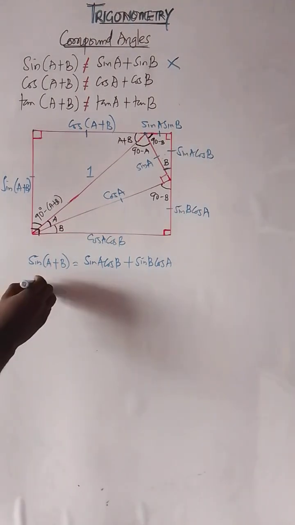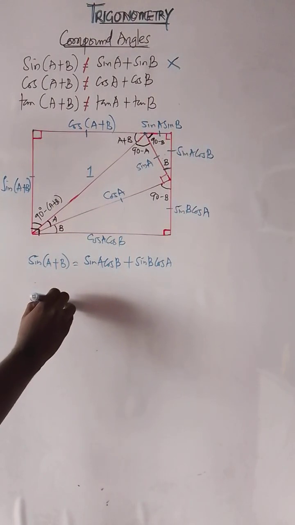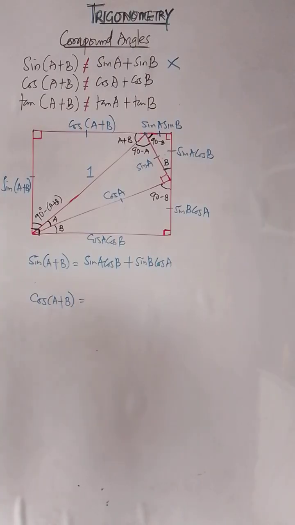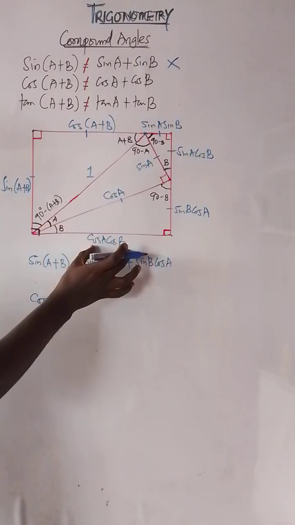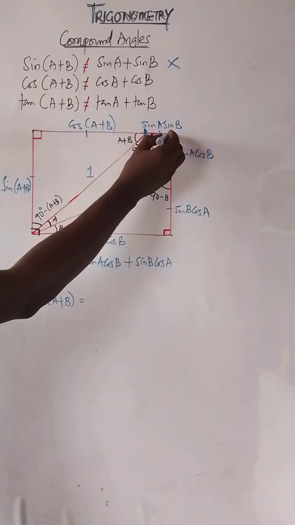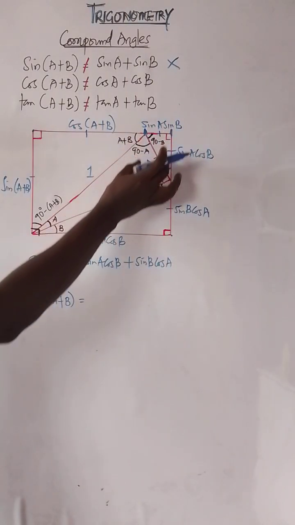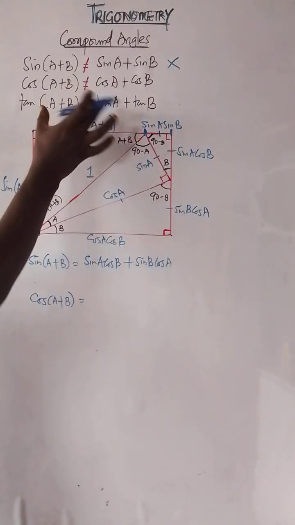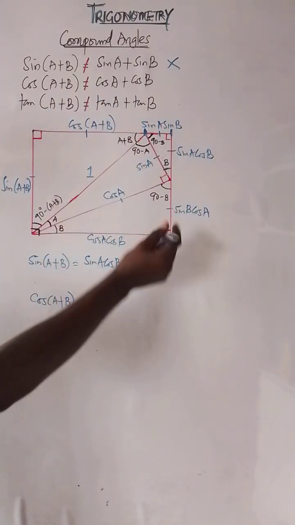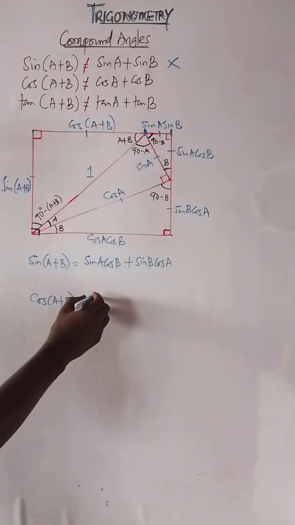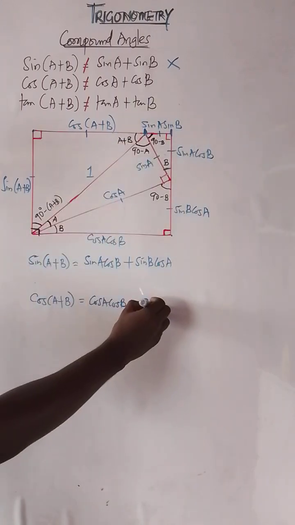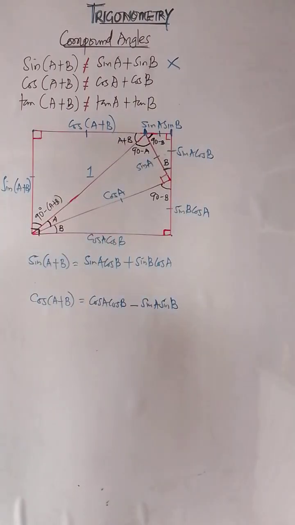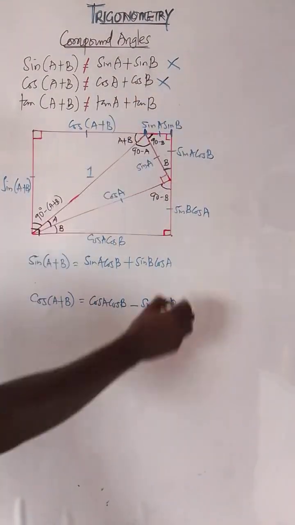Now, what about cos(A plus B)? This is where cos(A plus B) is. From here to here is cos(A plus B). From here to here is what? Cos A cos B. So if you take this portion out from the whole of this portion, we will be left with this one. So it means cos(A plus B) is the whole of this line minus this. And the whole of this line is cos A cos B. Then minus, what do you have here? Sin A sin B. That is for cos(A plus B). So this is wrong. This is the correct one.